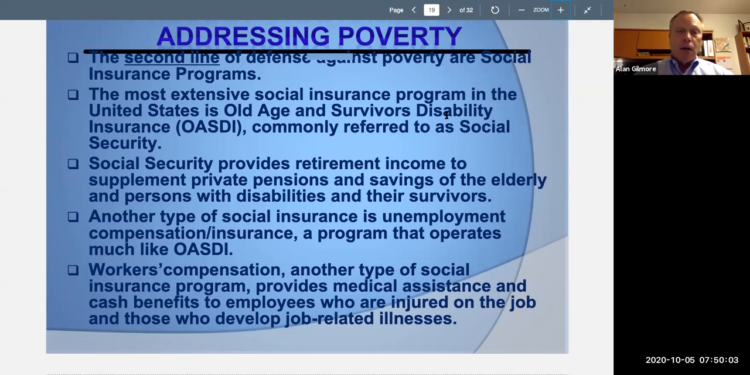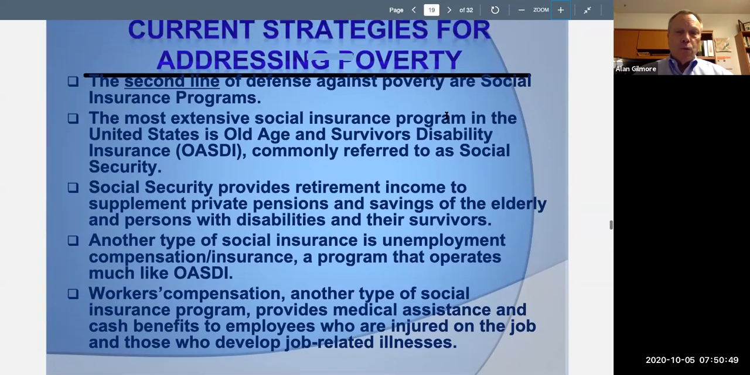Another type of social insurance is unemployment compensation insurance. So you may not recognize it, but whenever you get paid, a portion of your payroll check is taken out to cover unemployment compensation insurance, which is the pot of money that you can go to if your job was to end or the company was to close. Another one is workers' compensation. Another type of social insurance program provides medical assistance and cash benefits to employees who are injured on the job and those who develop job-related illnesses.